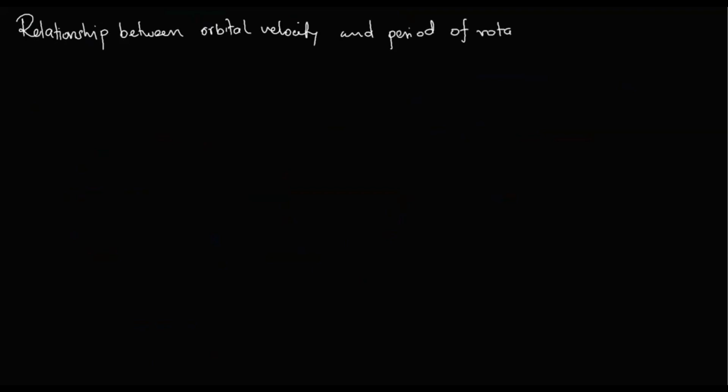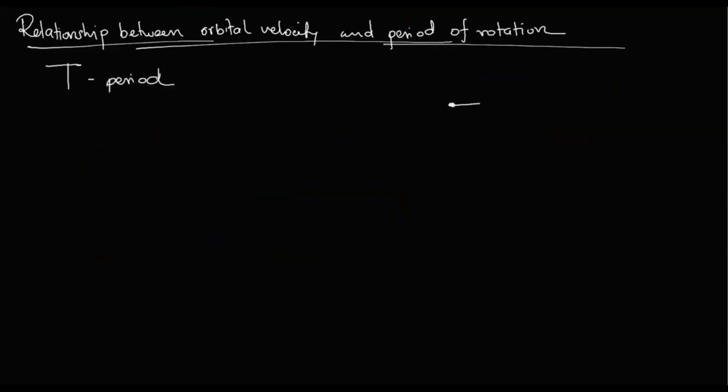So let me go to the next slide. I will come back to the previous slide. So the relationship between orbital velocity and period of rotation, right? So T is the period of rotation, and at a radius of R naught, this is going to perform a rotation about the center.